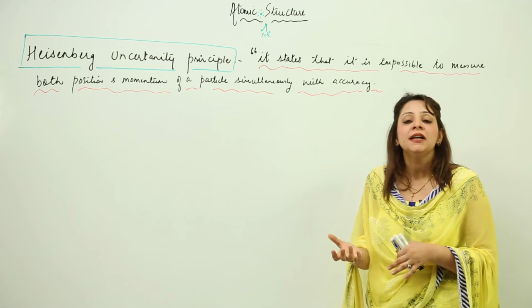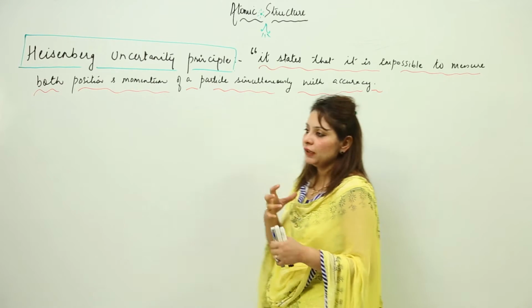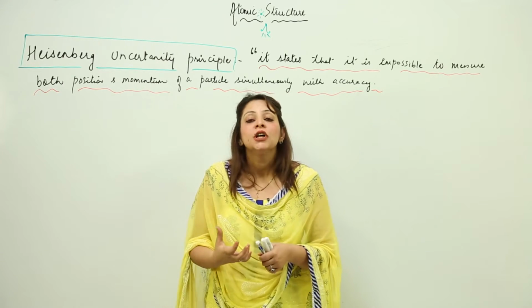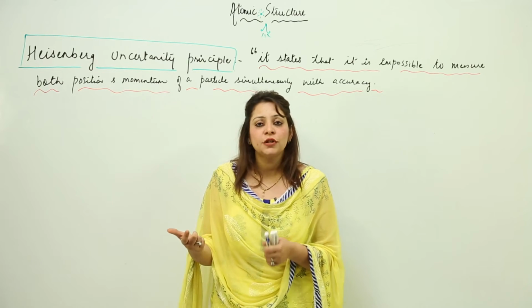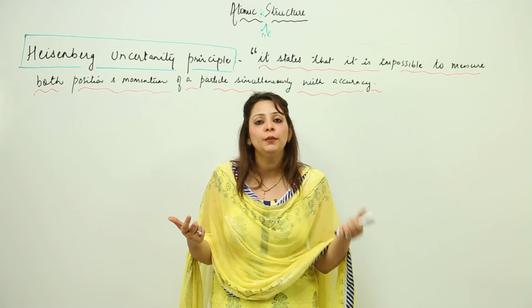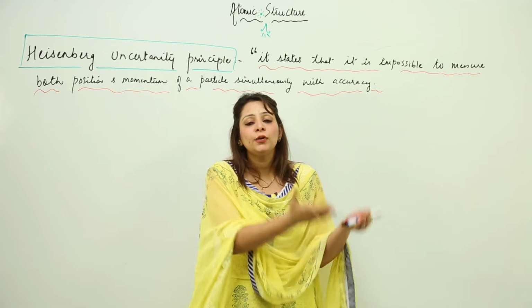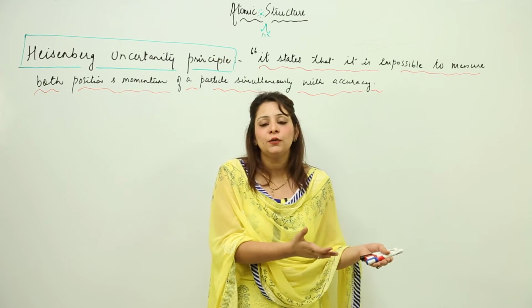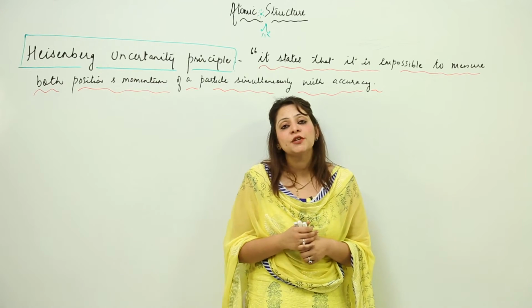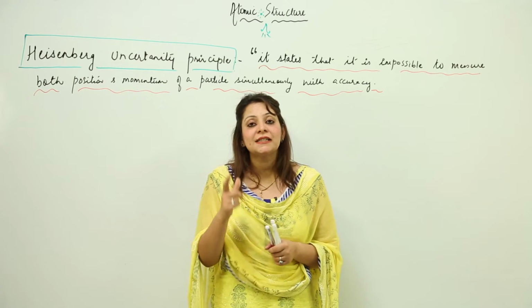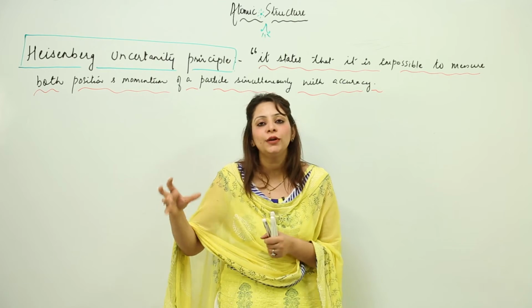That means we can find them, but the value is not going to be accurate every time. If we make a certain kind of attempt to find the correct value of the position, then we will get the correct value of the position, but there won't be an accurate value of the momentum. Likewise, if we make an attempt to calculate the accurate value of momentum, we may get the accurate value, but we won't get the accurate value of the position. So we cannot measure the position and momentum of the particle simultaneously with accuracy. That means we cannot find an accurate value for that.